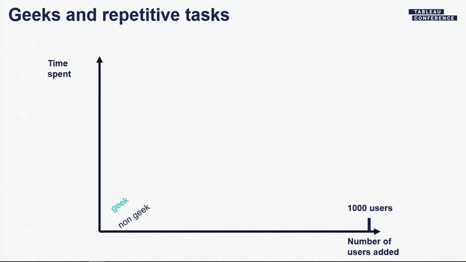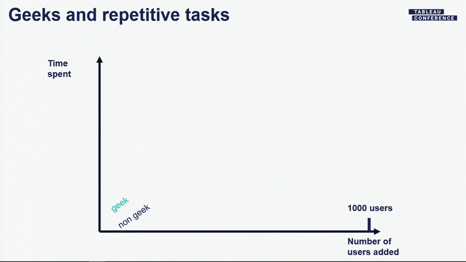So if you're still wondering how the REST API can help you, well, let me tell you a quick story. Let's meet Geek and Non-Geek. They are twin brothers. I know, their parents didn't get very creative with their names. Anyhow, they've been given a challenge: the first one to add 1,000 users on their Tableau Server and set up the permissions. On the x-axis, you'll see the number of users they've added, and on the y-axis, the time they spend adding these users.